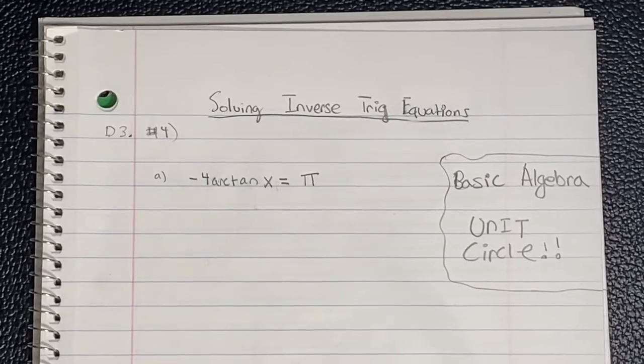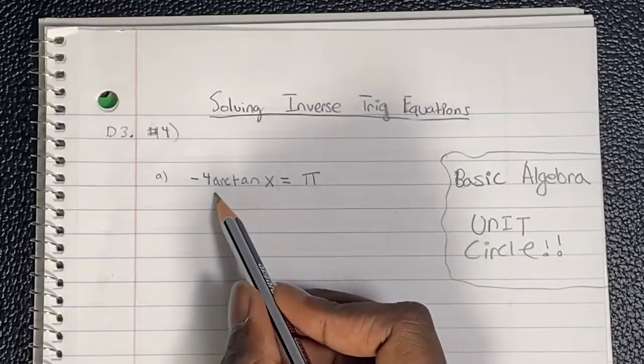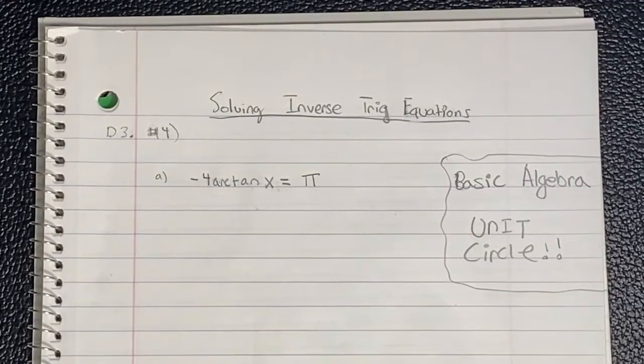Alright, so for solving inverse trig equations, it's just basic algebra in your unit circle. So I'll give you 4 questions. The first one is -4 arctan x equals pi.